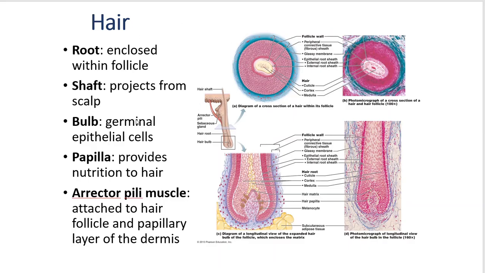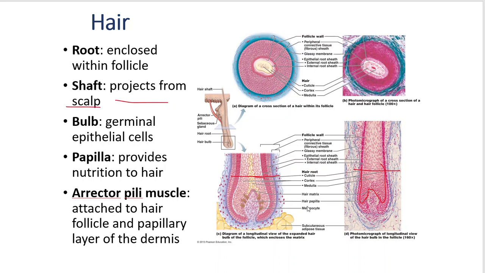Hairs. The hair root, you can see there, is going to be enclosed within the follicle. So this root portion is going to be inside the follicle. The shaft, of course, is the long part of it. Anything that's not the root is going to be the shaft. And it's the part that's going to actually go above the skin.